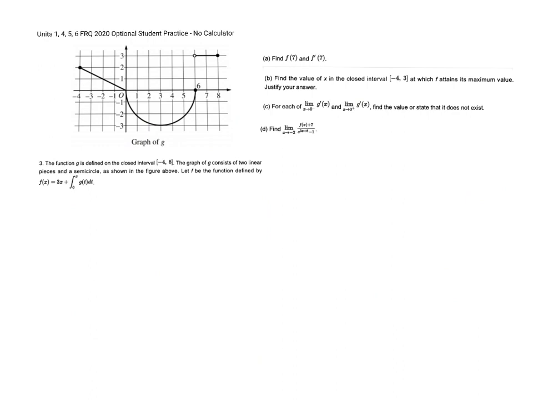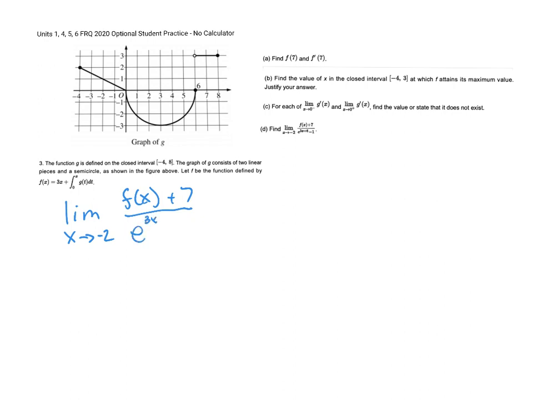So in letter D, we're simply asked to compute this limit: f of x plus 7 over e to the 3x plus 6 minus 1. Well, I've got to switch to the pen here. When we do limits, and we're going to negative 2, the first thing we try is substitution, right? So let's go ahead and try that and see what happens.